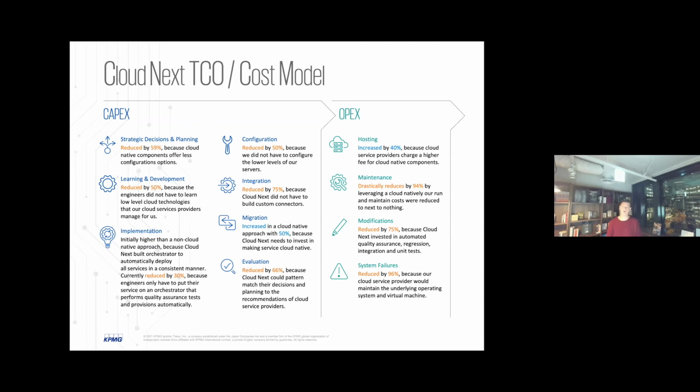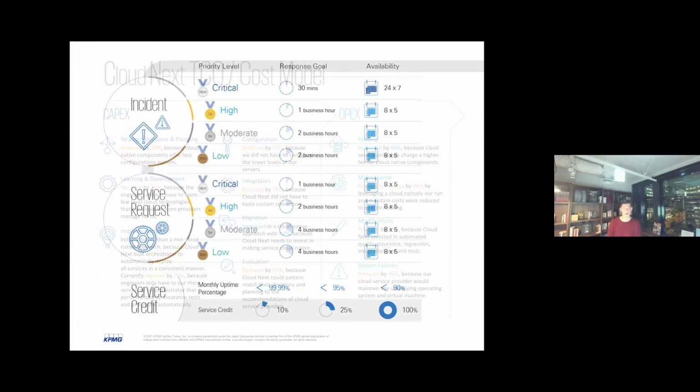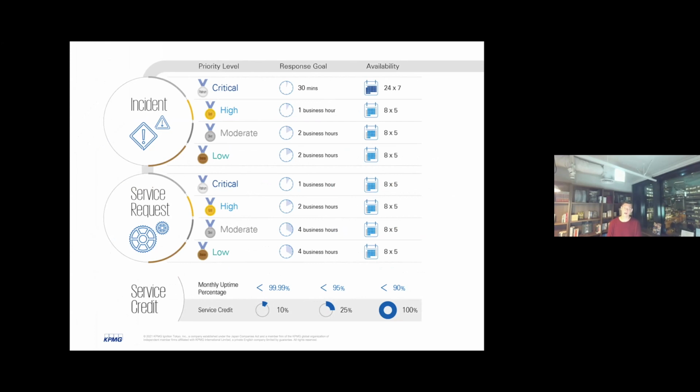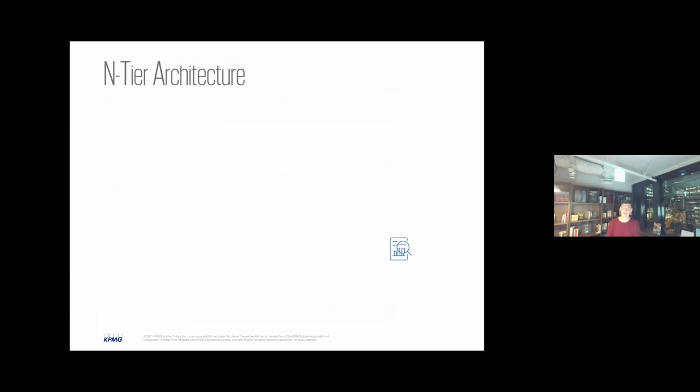We see the biggest part of our cost savings on the operational side, the OpEx side, where hosting has increased a little bit because the PaaS service is a little bit more expensive than a VM. But with maintenance, modifications, and system failures, we see drastic reductions over the pricing. We offer 24/7 support models. We also have 8x5 support models where clients can open incidents and service requests, and we reimburse them if something goes wrong.